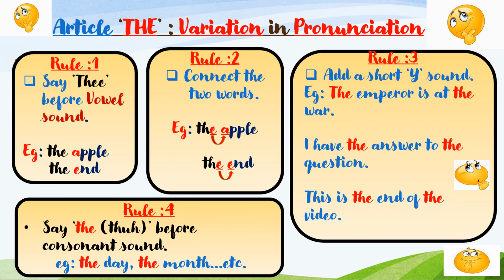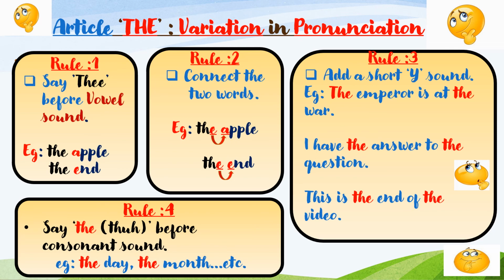Now let us discuss the pronunciation of the article the. We find variation in pronunciation depending on the situation, looking at whether it's a vowel sound or consonant sound. We have 4 rules here. Look at rule number 1. The is pronounced as thee before a vowel sound. For example, thee apple, thee end, but not the apple, the end. It is thee apple, thee end because A and E are vowels.